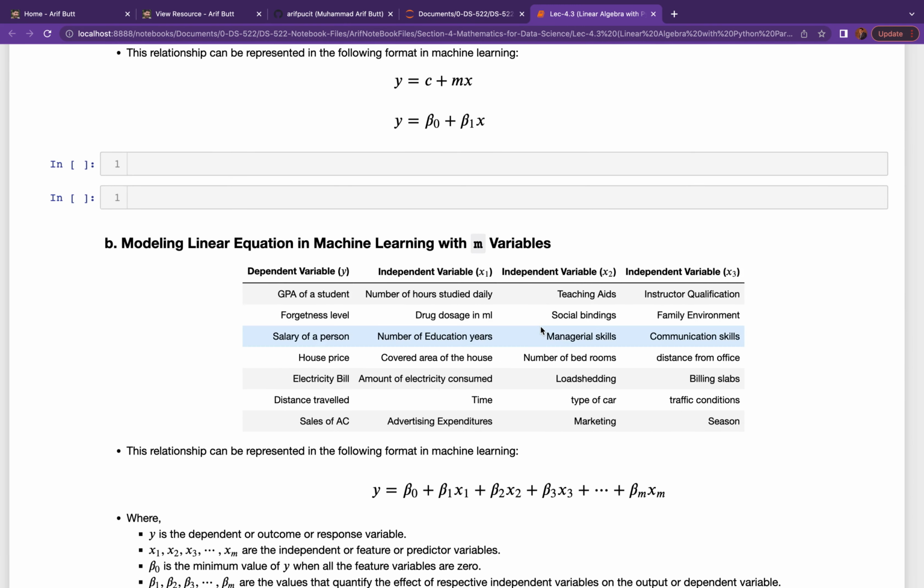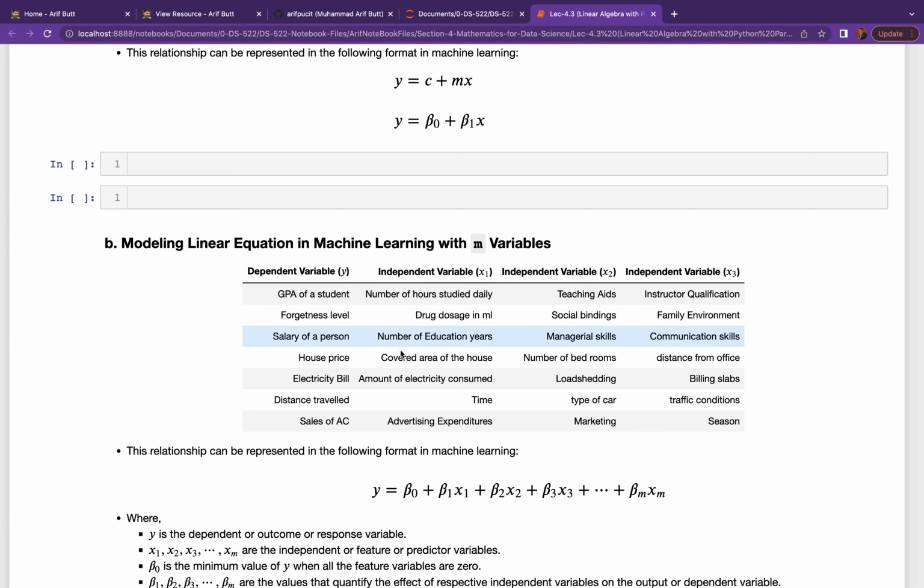Now let's see how we can model a linear equation in machine learning with m variables, that is, more than two variables. My dear students, in real life, the dependent or the response variable depends on more than one variable. Some example scenarios are shown over here in this table. Okay, let's take the example of GPA again. Other than the number of hours studied, the GPA of a student may also depend on the qualification of the instructor and the training aids or the helping aids, or maybe the lab that the instructor has used while teaching.